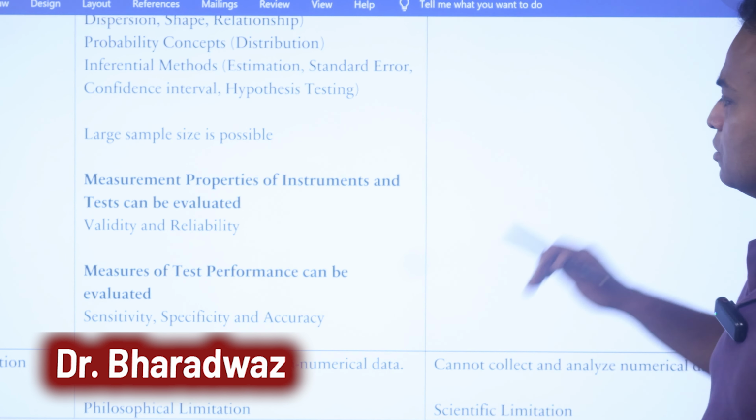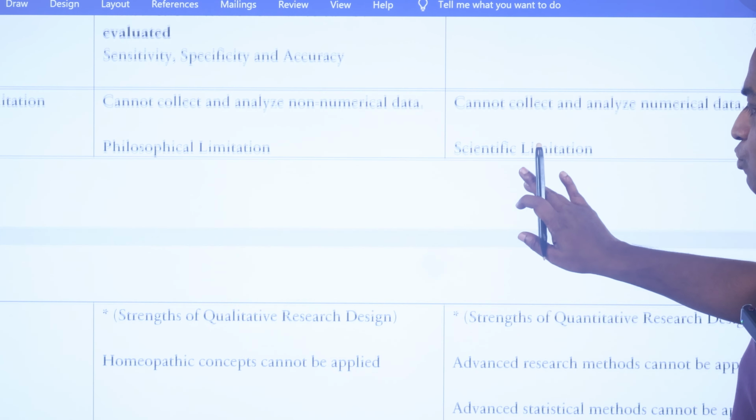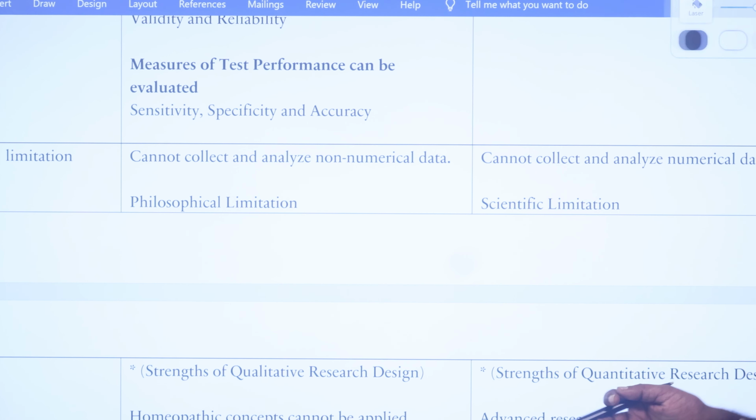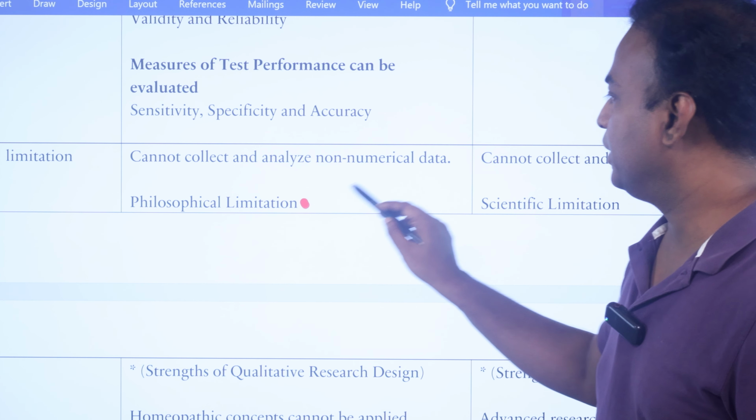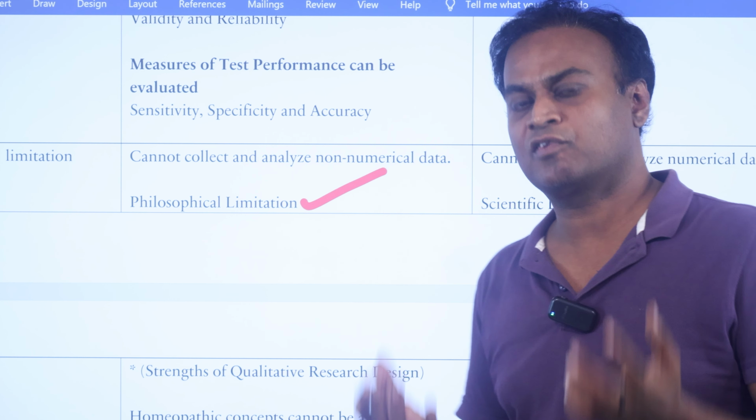These are all the advantages you have in quantitative research design. And coming to disadvantages, what are the disadvantages? You can say philosophical limitation. What I mean by philosophical limitation is that homeopathy is full of concepts, right?